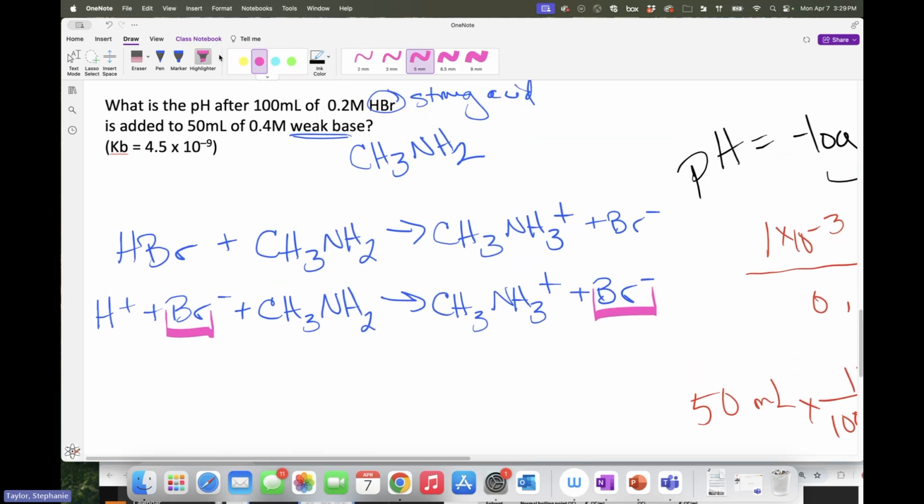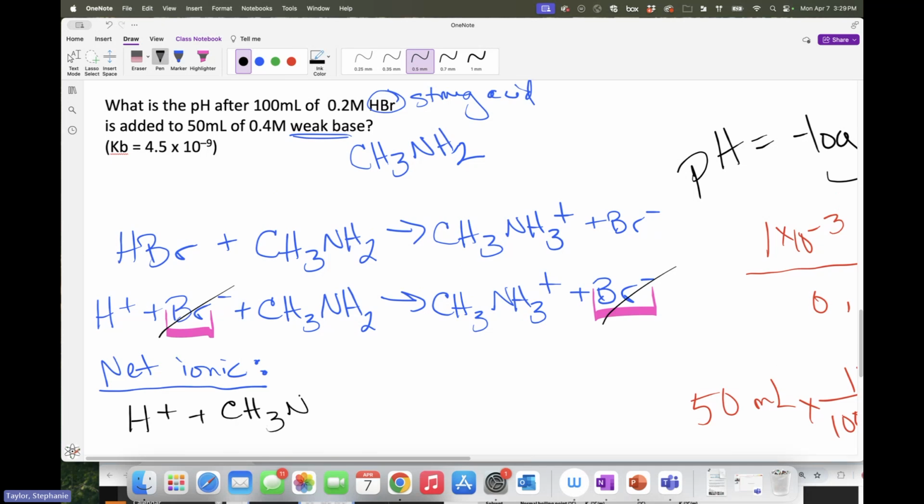Because of that, I can actually rewrite this as a net ionic equation, so that I can essentially not worry about the bromines. That way I'm not thinking about that bromide concentration. It's essentially hanging out in the beginning. It's going to hang out in the end, and I just don't care about it. It's a spectator ion. It goes away. So I can think about my net ionic equation instead.